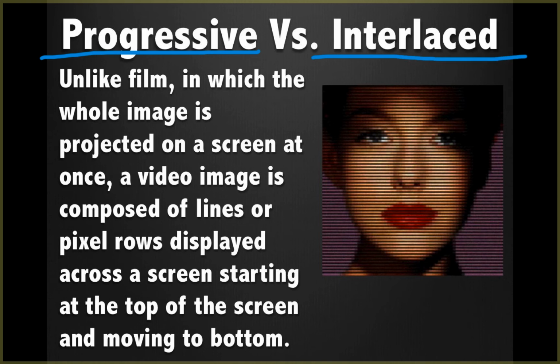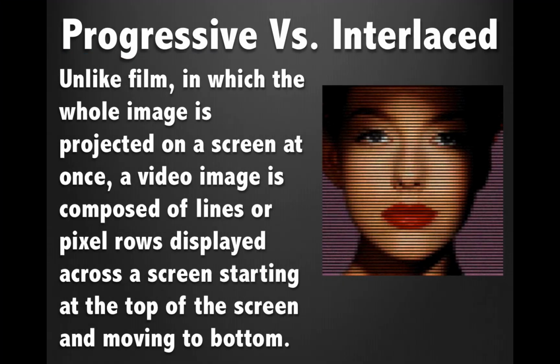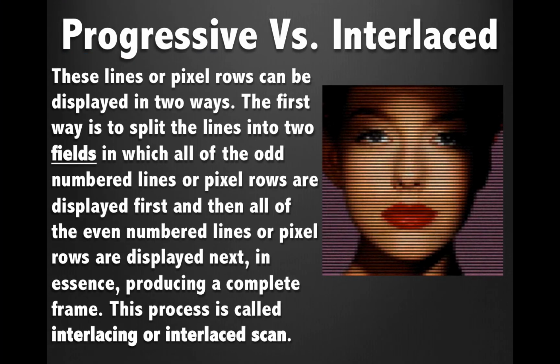Now, unlike film, in which the whole image is projected on the screen at once, like in a movie theater, video is composed of lines or pixel rows displayed across a screen. And it starts at the top of the screen and moves down to the bottom. You can see the lines going down this image. The lines or pixel rows, which is another term for them, can be displayed in two ways.